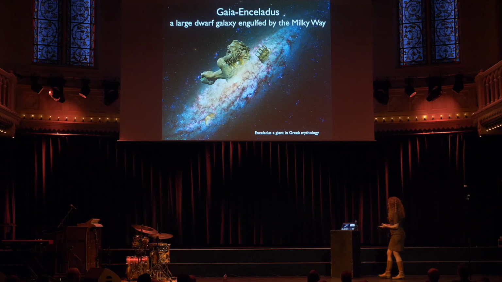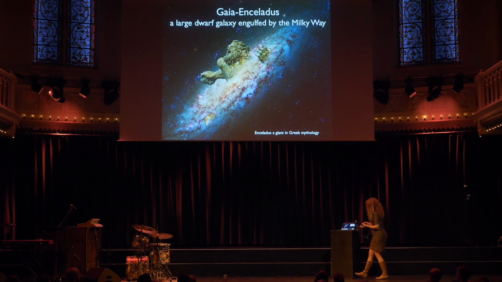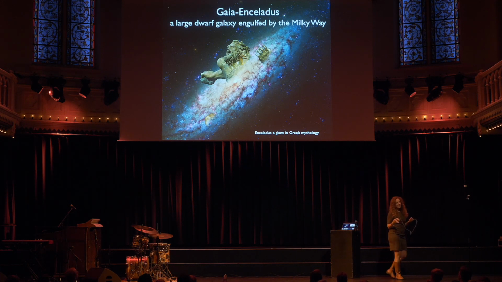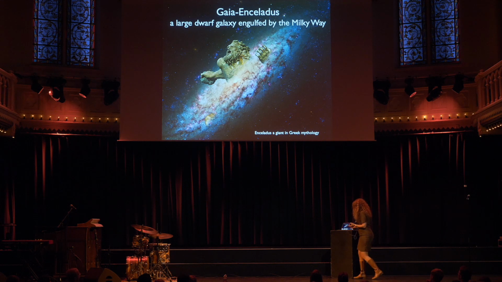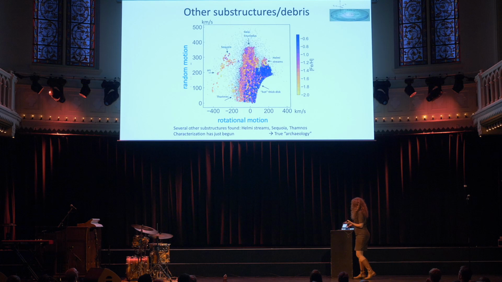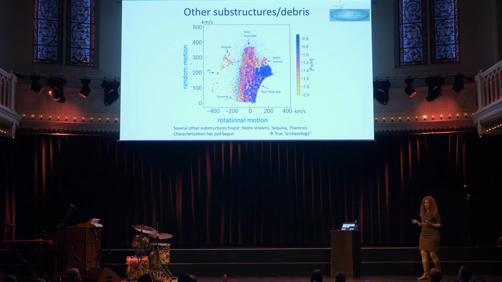And it was also responsible for quite a bit of shaking at the time of the merger, producing the formation of the thick disk. Now, Enceladus was the biggest object that the Milky Way accreted or merged with in the last 10 billion years, but the Milky Way has accreted some other smaller objects, and we're currently in the process of trying to figure out what the characteristics of those objects are.